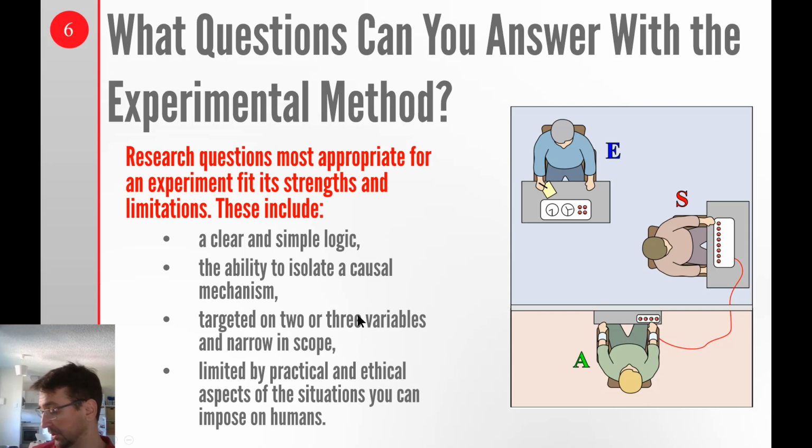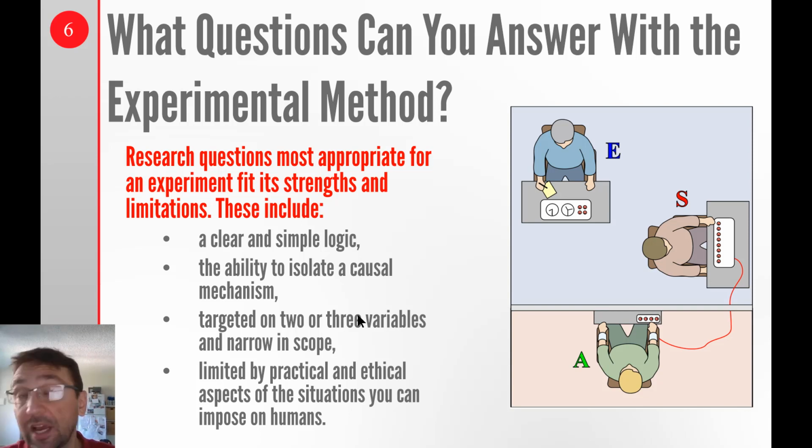It turns out that certain types of questions are more amenable to experimental methods than others. They need to be simple. You actually need to be able to isolate and manipulate the causal mechanism. So that's why experiments generally can't be done in economics or in large societies or in the planets and stars. And often you need to target it on two or three variables in a very narrow scope. It's also limited by the practical and ethical aspects of the situation, right? There's only so much you're really allowed to torture people that is ethical, and which is very mildly, basically.